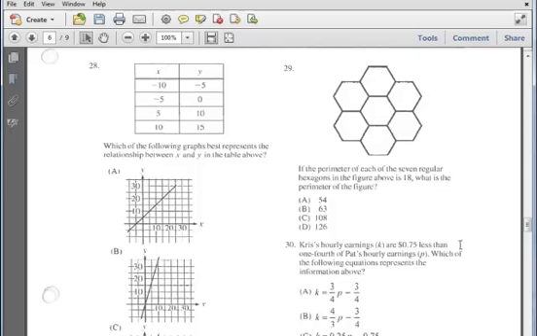Okay, so the perimeter of each of the 7 regular hexagons in the figure above is 18. So they're telling you just one hexagon has a perimeter of 18. This goes back to what other things can you know before you even answer the question? If the perimeter is 18, what do you know?